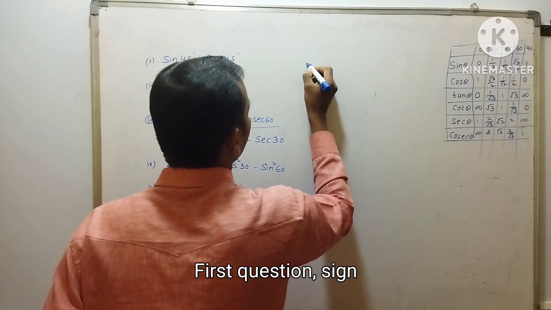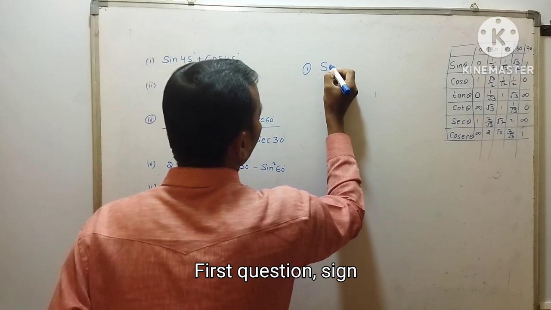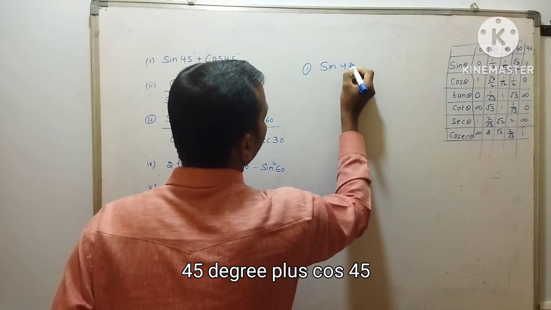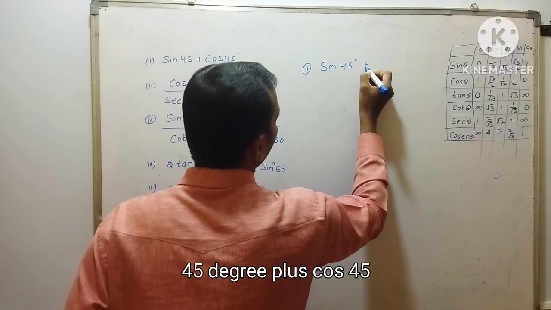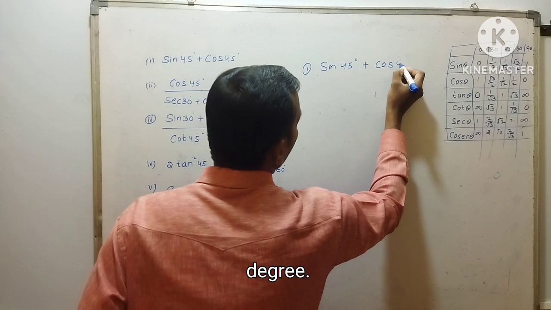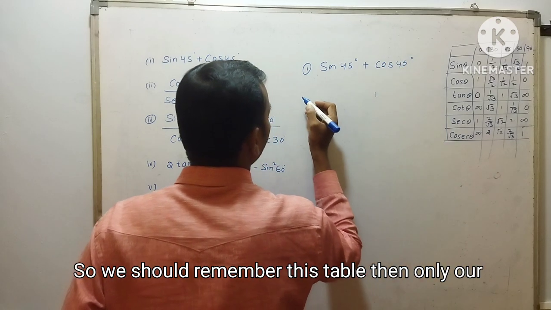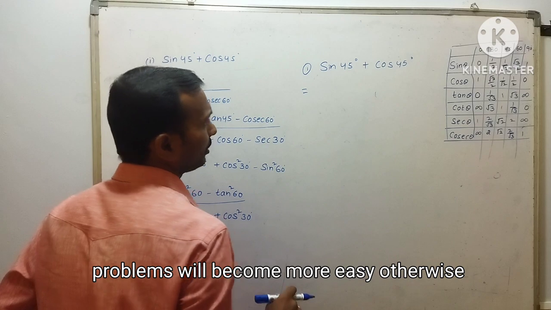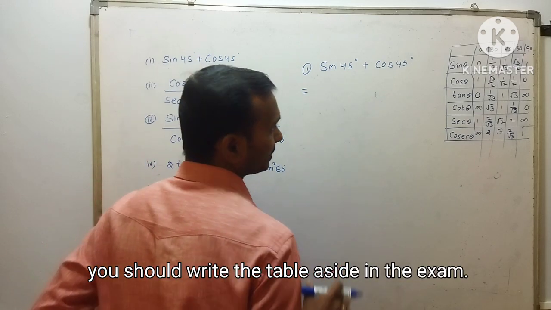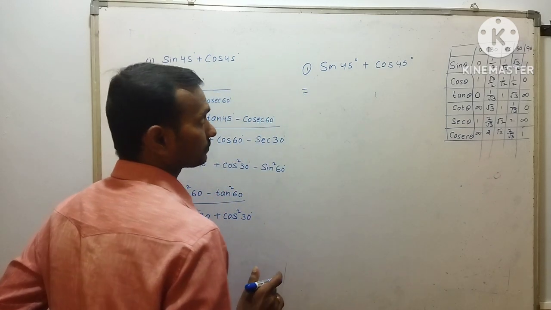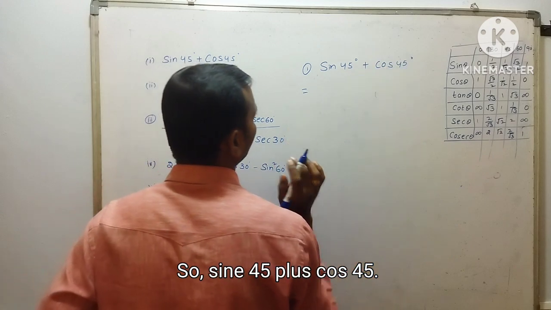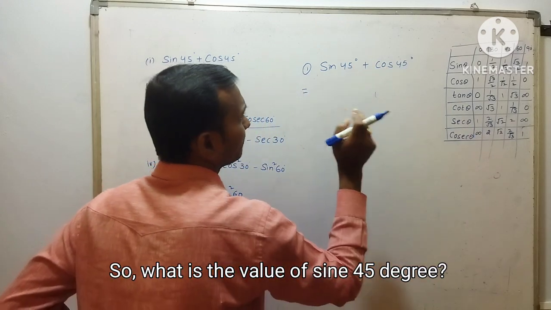First question. Sine 45 degree plus cos 45 degree. So we should remember this table. Then only our problems will become more easy. Otherwise, you should write the table aside in the exam. So sine 45 plus cos 45. What is the value of sine 45 degree?